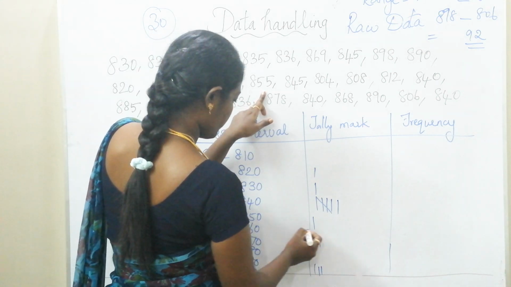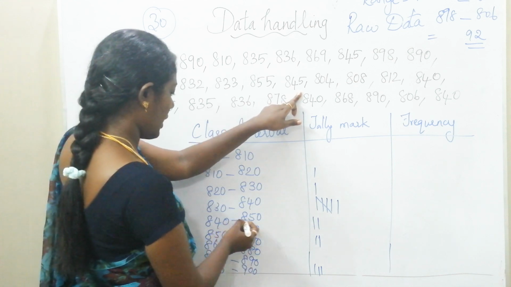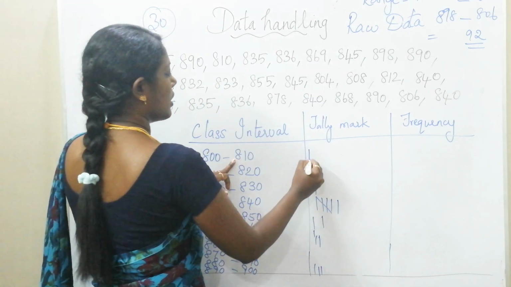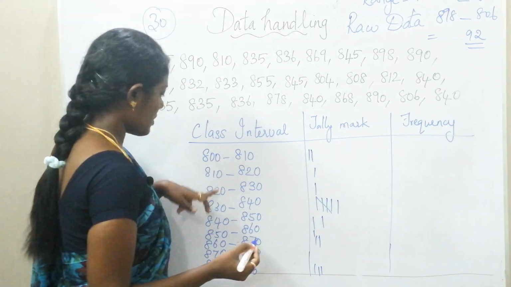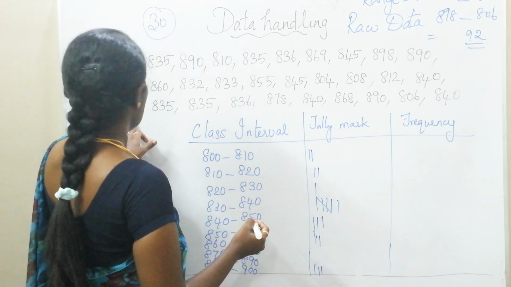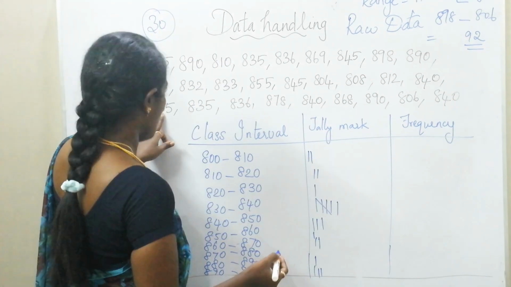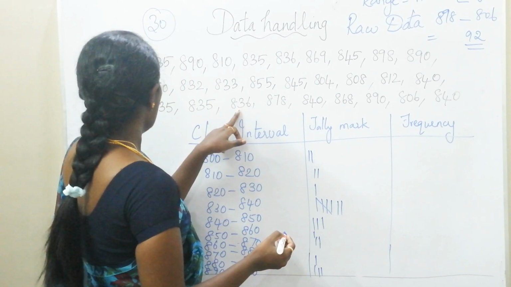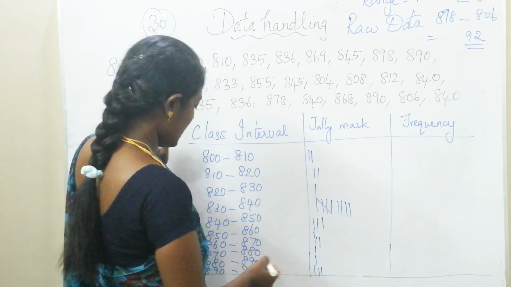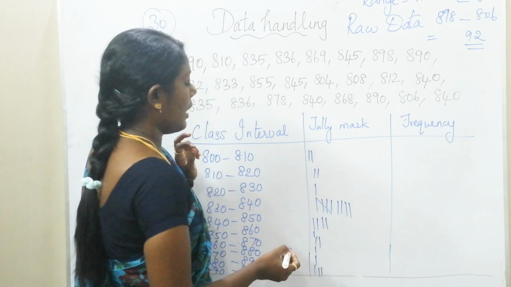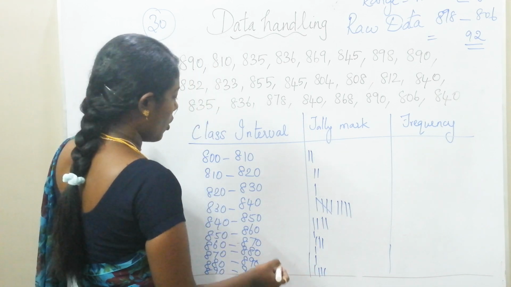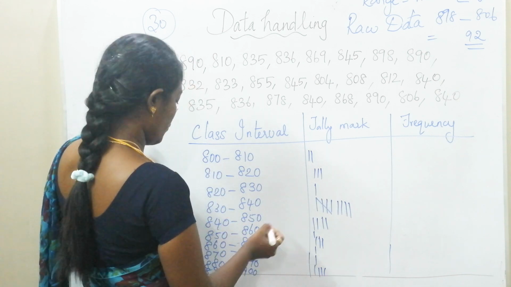855, 845, 804 is over here. 808, 812, 840, 885, 835, again 835 and 836, 878, 840 again, 868, 890 is in the last, 806, 840.